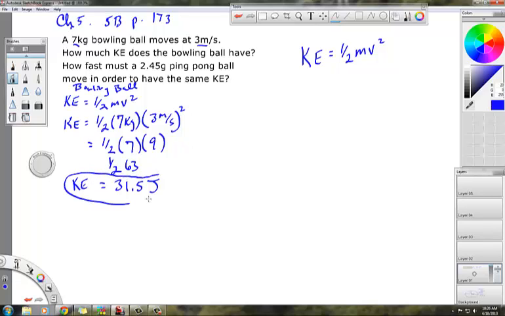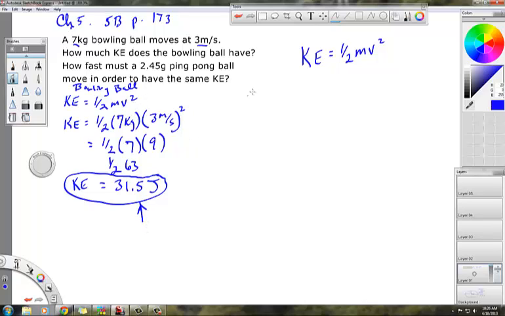That is, of course, the unit of kinetic energy. 31.5 joules is a 7 kilogram bowling ball. That's a 16-pound bowling ball moving 3 meters per second. That would be a classic bowl it down the lane type speed. So this is the kinetic energy of that.